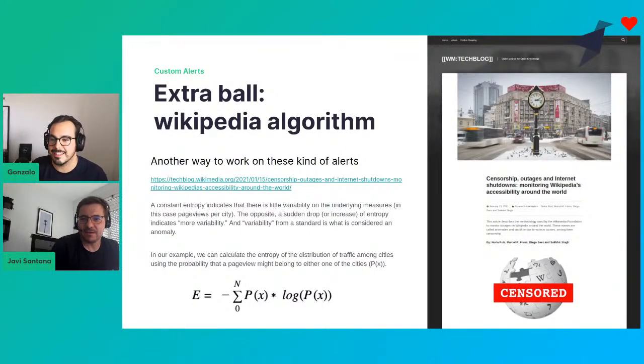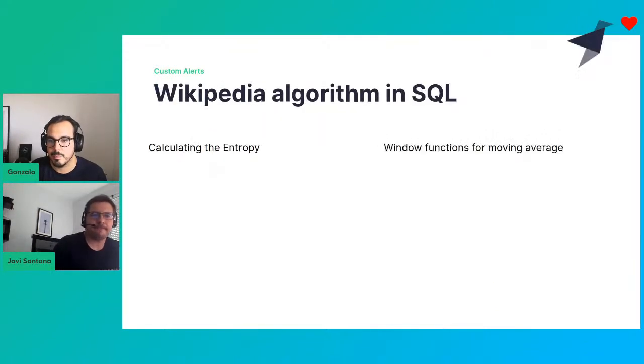As an extra, we knew we were not going to be able to get here. We were planning to follow the algorithm that Wikipedia uses themselves to check if they have an outage or they have been shut down in any country, using the concept of entropy and all that they explain in this blog post that we will link in the comments.